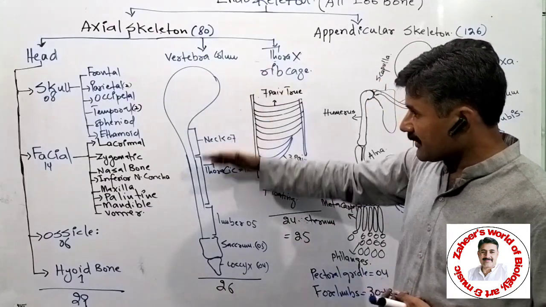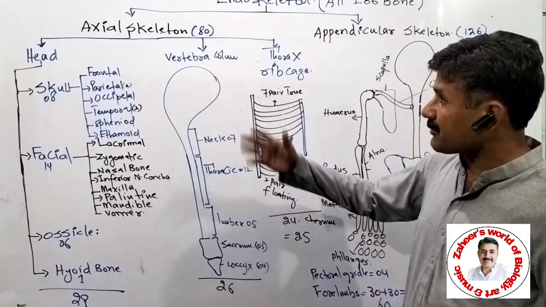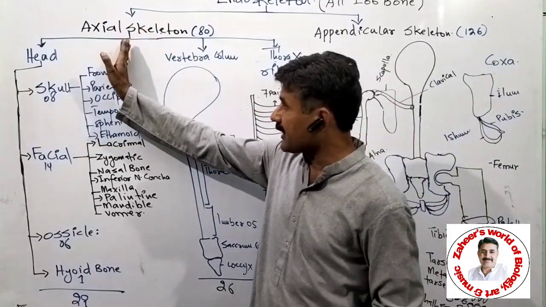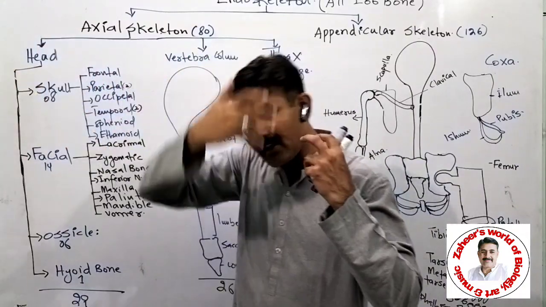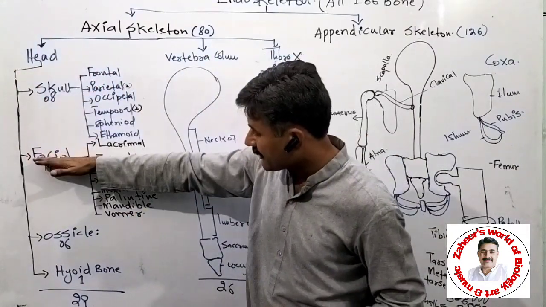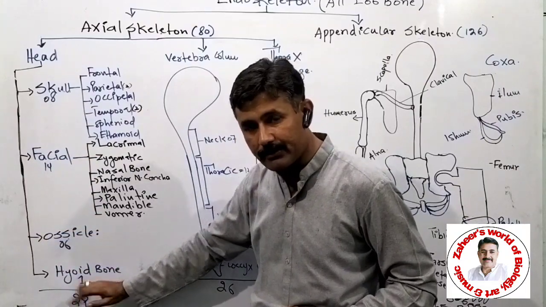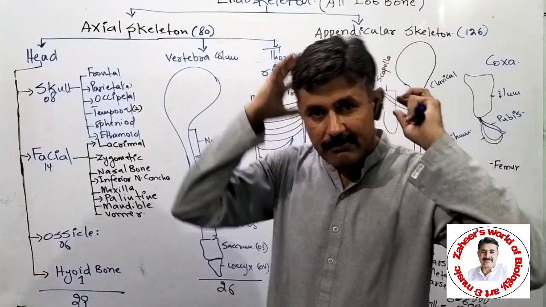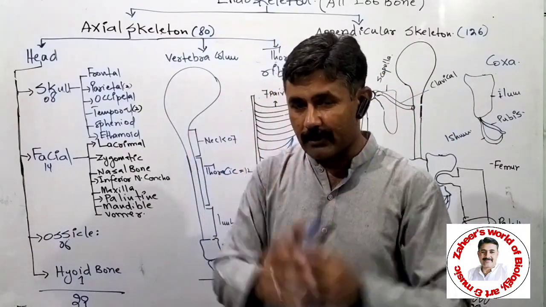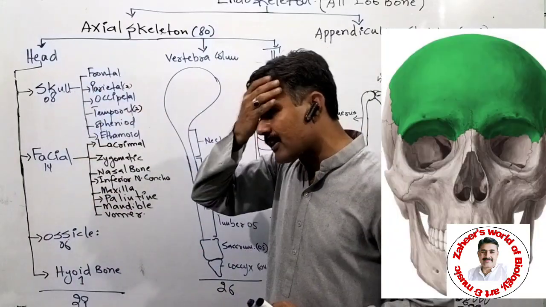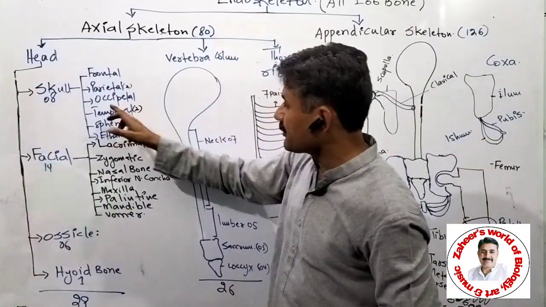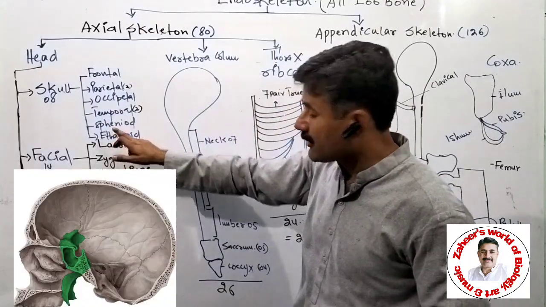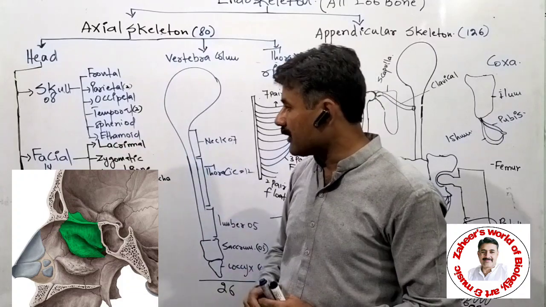Let's study these bones one by one, what bones are present in the axial skeleton and what bones are present in the appendicular skeleton. In the axial skeleton, we start from the head region. We have divided the head region into skull, facial bones, ossicle bones, and hyoid bone. The skull contains a total of 8 bones that form the cranium that protects the brain. These are the frontal bone, two parietal bones, two temporal bones, the occipital bone, and two other bones called sphenoid and ethmoid.